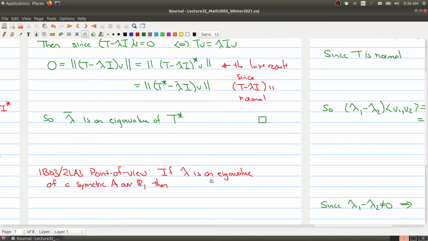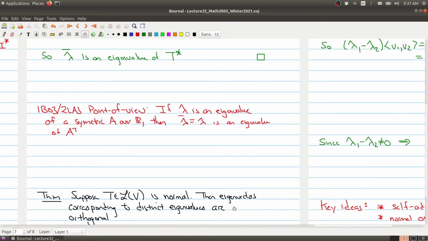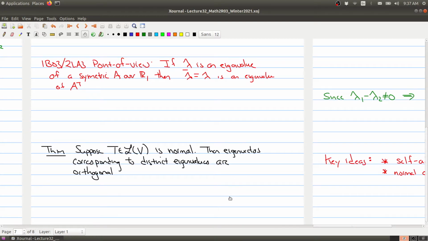You may have seen some special case of this if you took Math 2LA3. If you didn't, that's okay. We may have even mentioned it in Math 1B03. From a matrix point of view, it's saying that if lambda is an eigenvalue of a symmetric matrix A over the reals, then the conjugate of lambda, which is just itself, is an eigenvalue of A transpose. So when you have a symmetric matrix over the real numbers, the eigenvalues of the two matrices are the same.